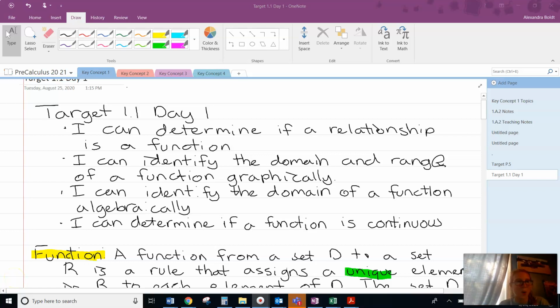Guys, we're doing target 1.1 day 1. It's a lot of ones. Our target, oh, and this is wrong.